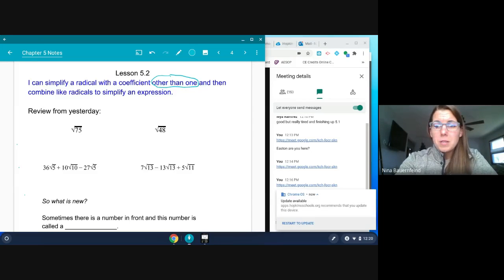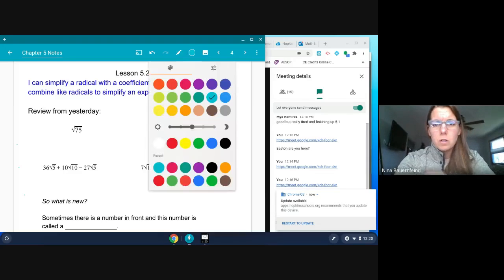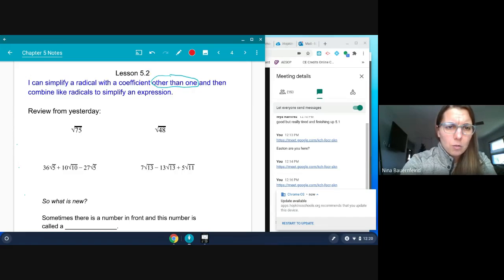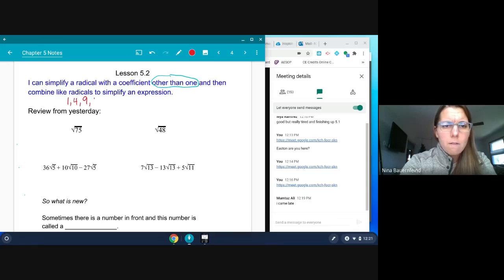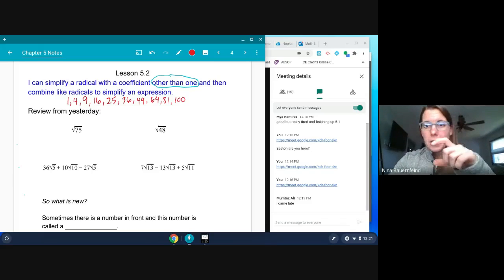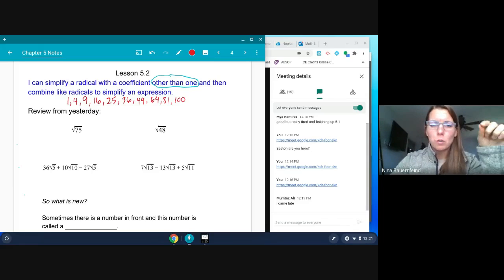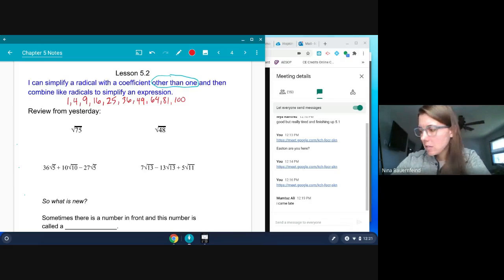So if we review from yesterday, what we did yesterday was we listed the perfect squares. 1 times 1, 2 times 2, 3 times 3, 4 times 4, 5 times 5, 6 times 6, and so on. Okay. So on your paper, you should have those. If you don't, you should write them up top. You're going to use them a lot today, okay?